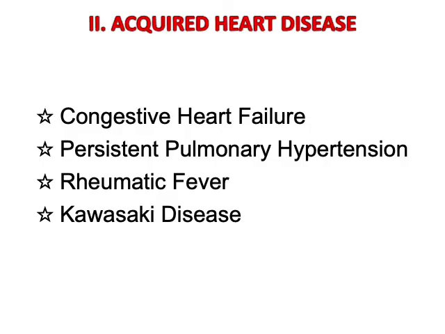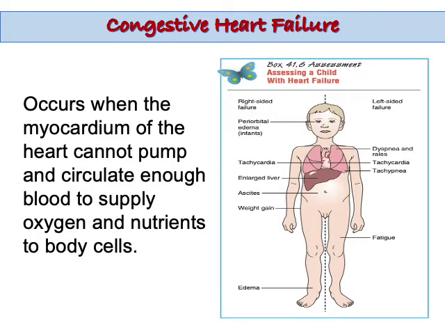The next group of diseases we will discuss are the acquired heart diseases: congestive heart failure, persistent pulmonary hypertension, rheumatic fever, and Kawasaki disease. Congestive heart failure occurs when the myocardium of the heart cannot pump and circulate enough blood to supply oxygen and nutrients to body cells. Box 41.6 shows a child with heart failure.